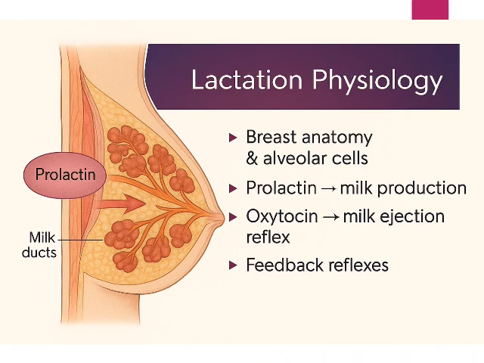The lactation physiology: increase in the size and number of the milk duct and alveolar cells under the effect of the estrogen and progesterone, and the prolactin will lead to milk production. Prolactin is a hormone of the anterior pituitary, and the oxytocin, the hormone of the posterior pituitary, will lead to the milk ejection reflex.